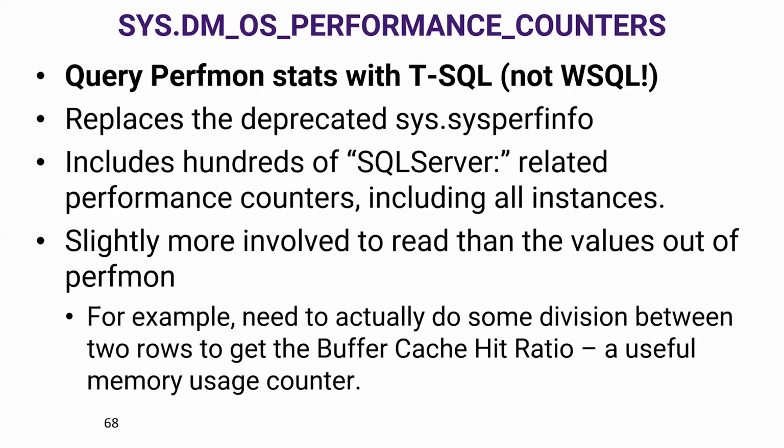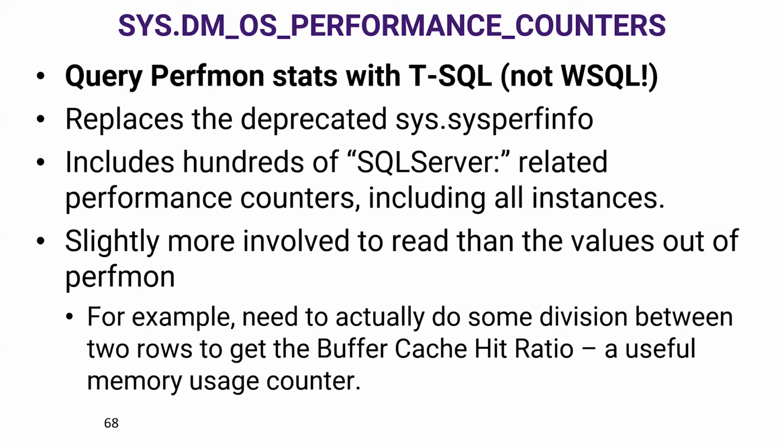So sys.dm_os_performance_counters. You can query perfmon stats from within SQL without having to write WQL, the WMI querying language. So this replaces the deprecated sys.sysperfinfo, and it does a lot better job. It includes hundreds of all the perfmon counters that you would see in Windows Performance Monitor that begin with SQL Server: instance name, and so on. This even works in Linux. So you can get the SQL Server metrics out of this DMV in Linux without having to go to any of the other Linux tools for something like that.